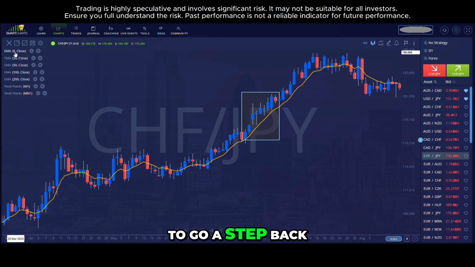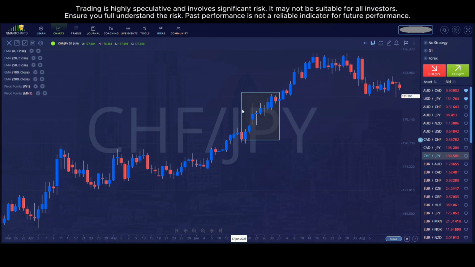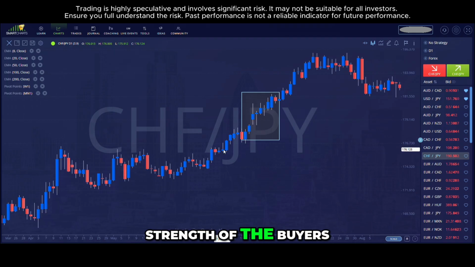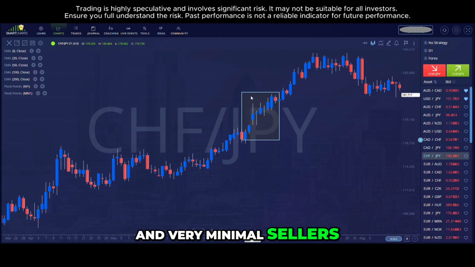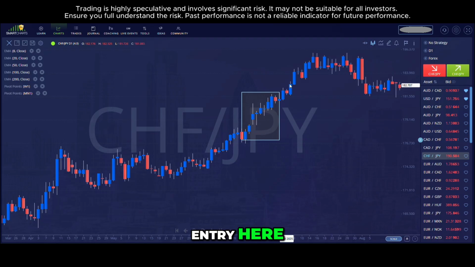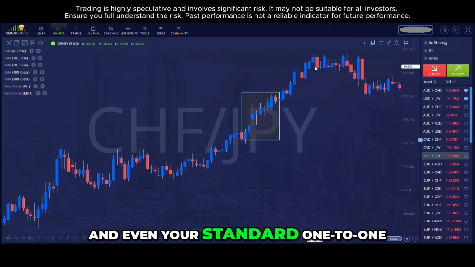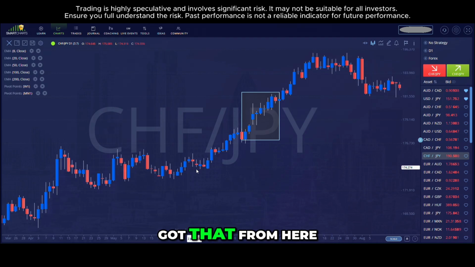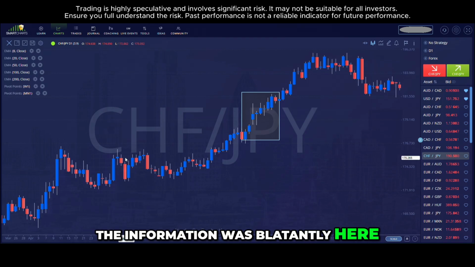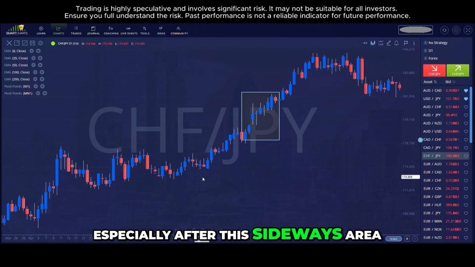To go a step back, with the knowledge we give you, you can see the strength of the buyers, multiple buyers and very minimal sellers. So even if you looked at a naked chart, you could actually justify buying this with your stop loss here, entry here, and targeting a 2-to-1, 3-to-1, and even a standard 1-to-1. And you would have got that from here. The information was blatantly here, especially after this sideways area.